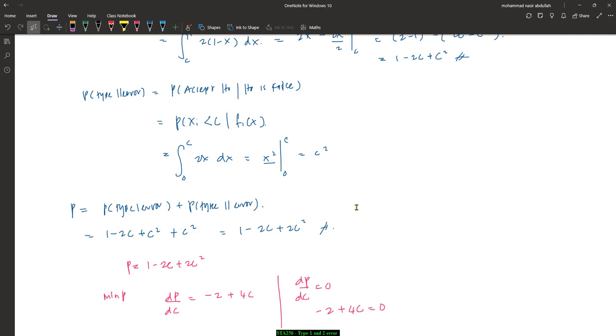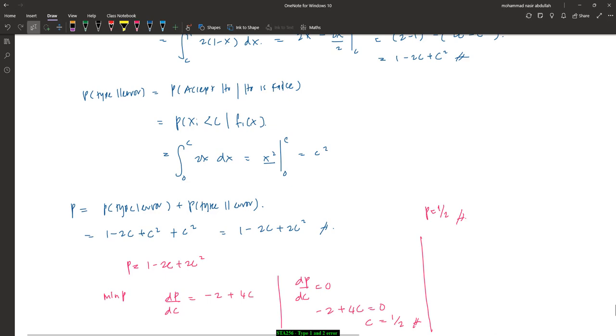So negative 2 plus 4c equal to 0, right? And then we can get the value of c. C is equal to 2 over 4, which is 1 over 2. So once you have the value of c, substitute the value of c into p. P is equal to 1 minus 1 plus 1 over 2, that is 1 over 2, right? 1 over 2 as well. Right.